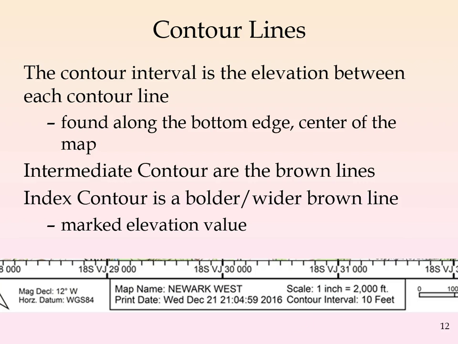There are two types of contour lines. The first one, the index contour line, is a bolder, wider brown line. Intermediate contour lines are thinner and so appear lighter brown on the map. The index contour line, the bold one, will have the elevation for all points along that line marked on it at some point on the topo map.